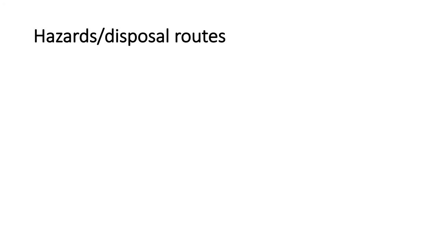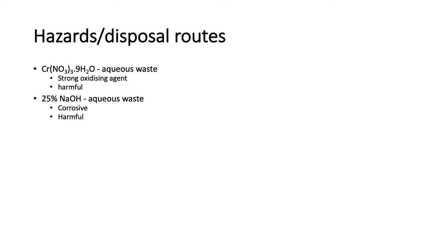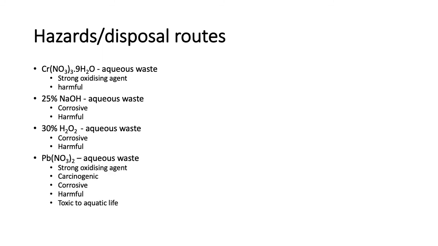These are the hazards and disposal routes for the chemicals used in this reaction. First, the chromium nitrate is dissolved in water, so you just dispose of it in the aqueous waste. It's a strong oxidizing agent and harmful, so you've got to be careful with it, especially wear gloves. Sodium hydroxide, aqueous waste again, it's corrosive and harmful, same with the hydrogen peroxide.